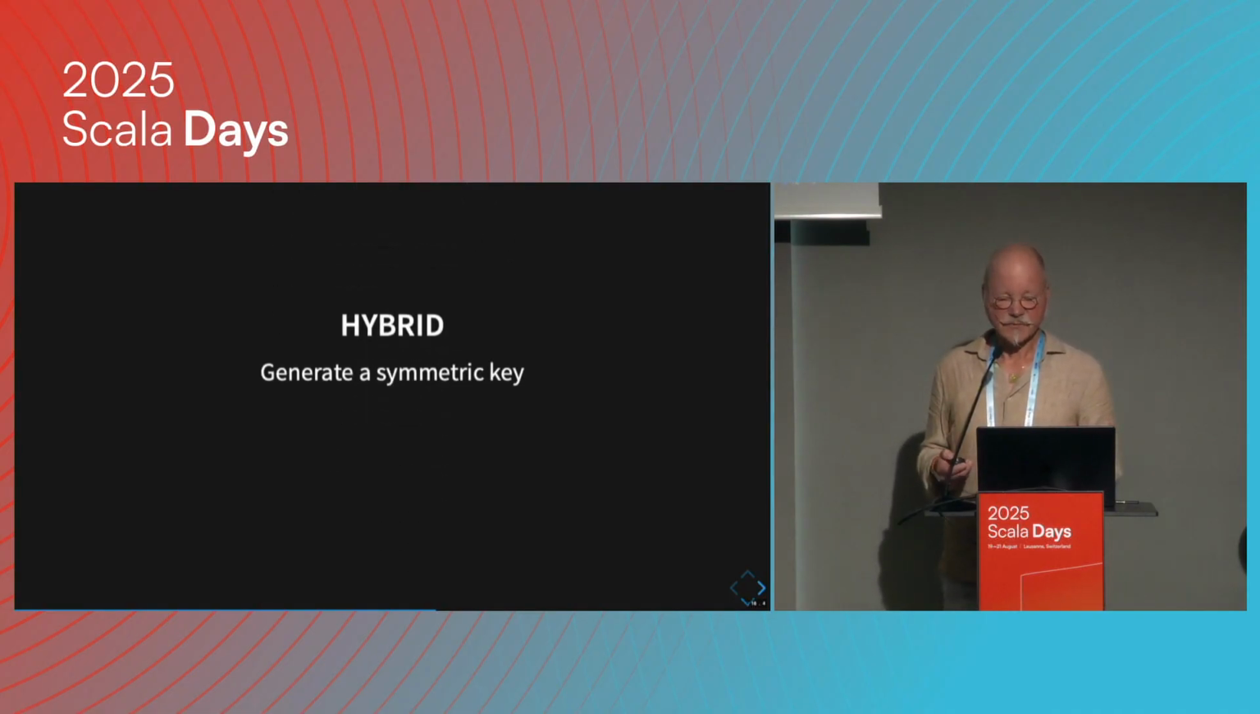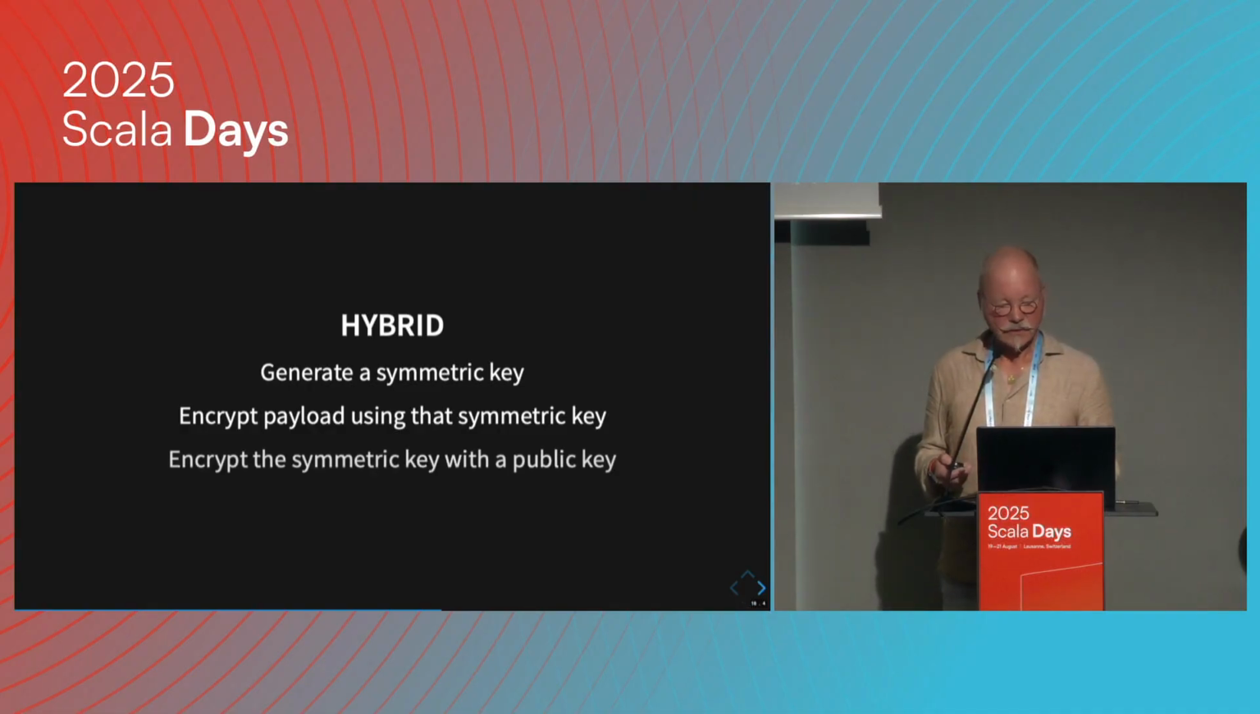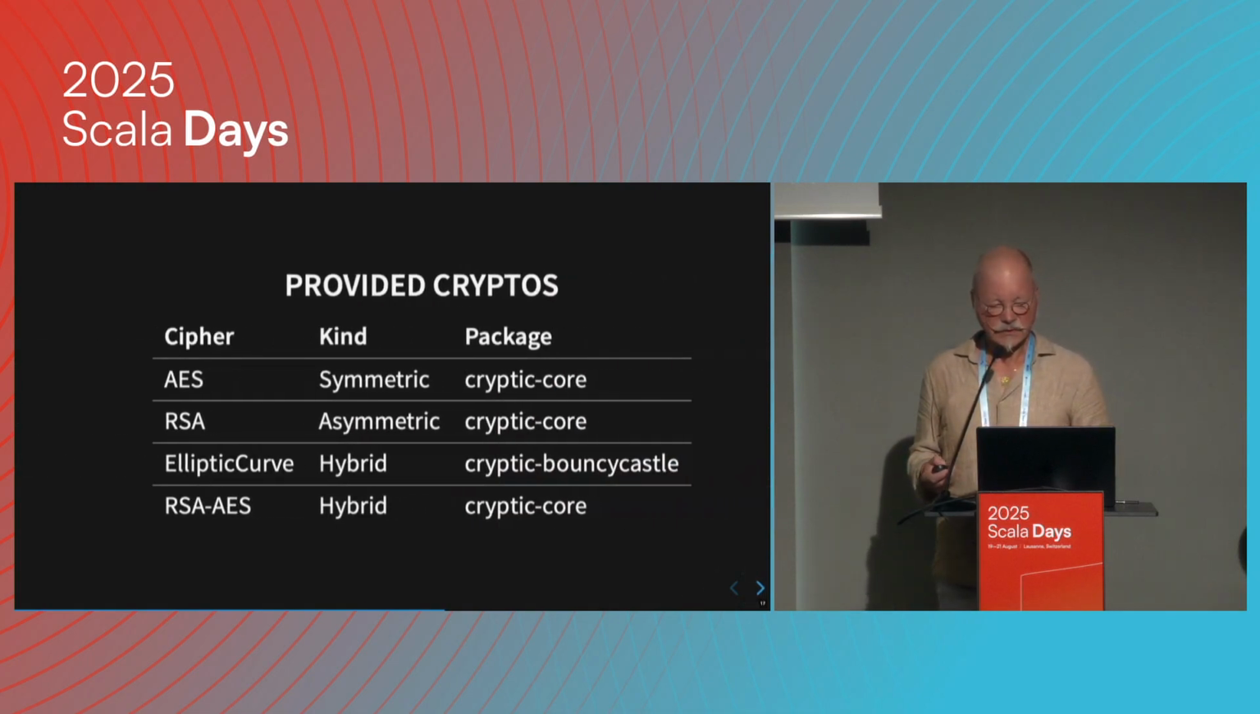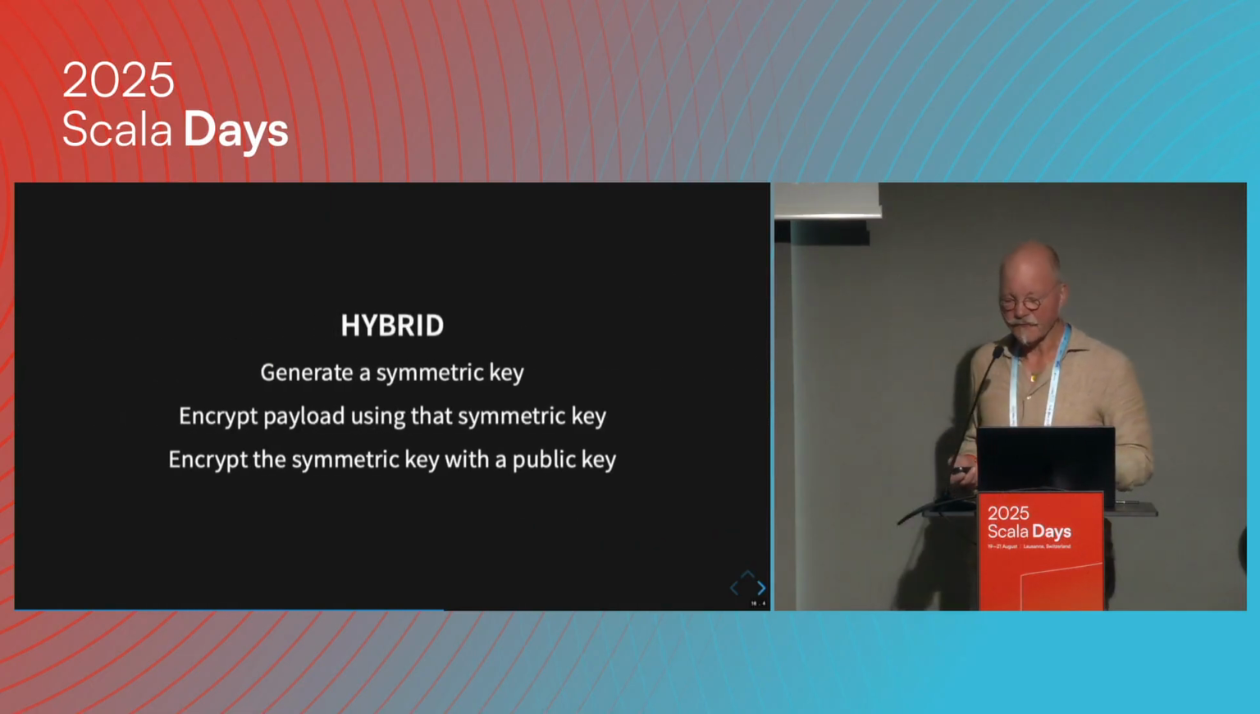So you start by generating a symmetric key at random. Then you encrypt the payload using that symmetric key and the symmetric crypto that can handle large data. And then finally, you encrypt that symmetric key with a public key, because the key is not that large. And this way you can encrypt large amounts of data efficiently.